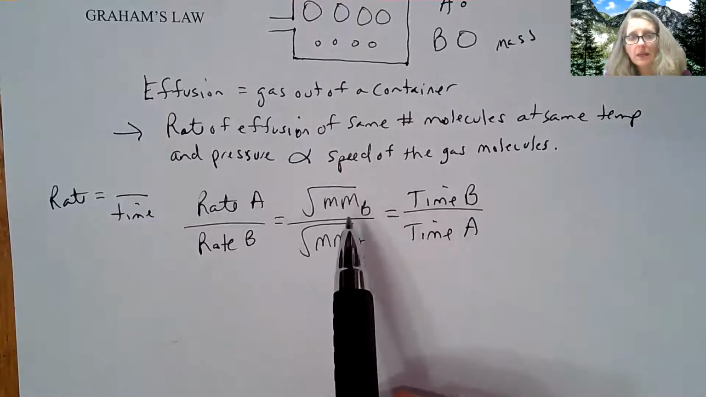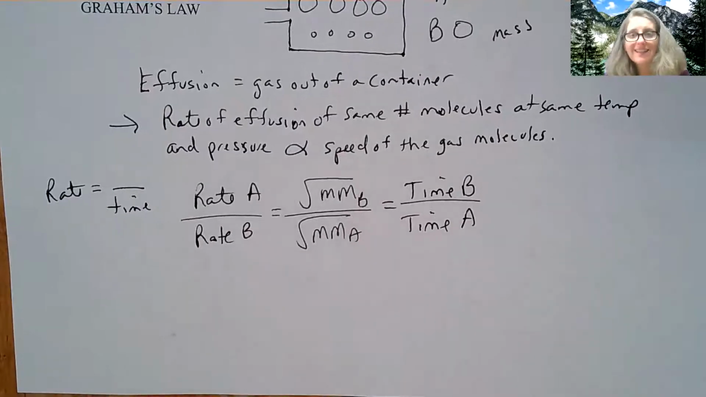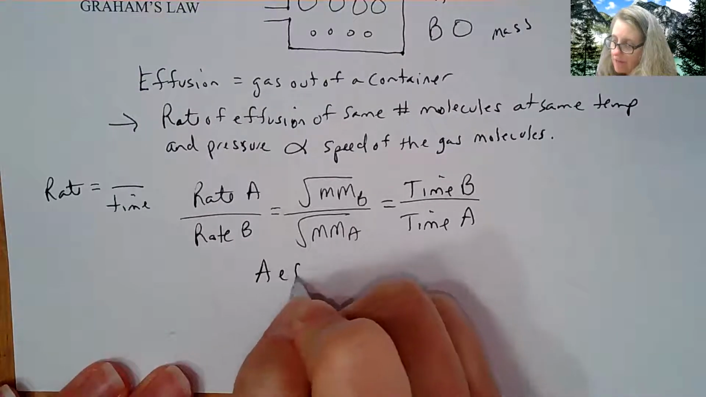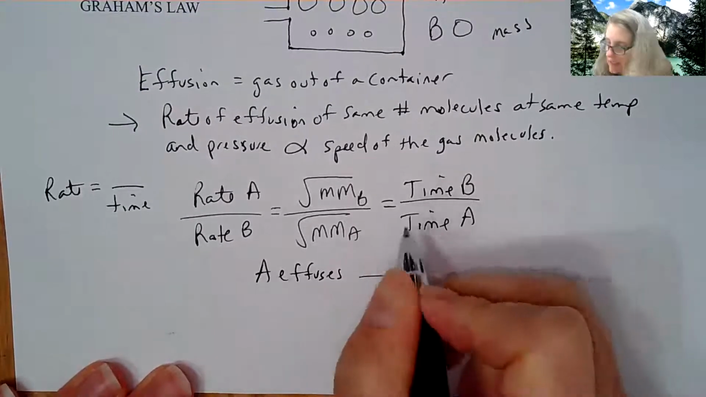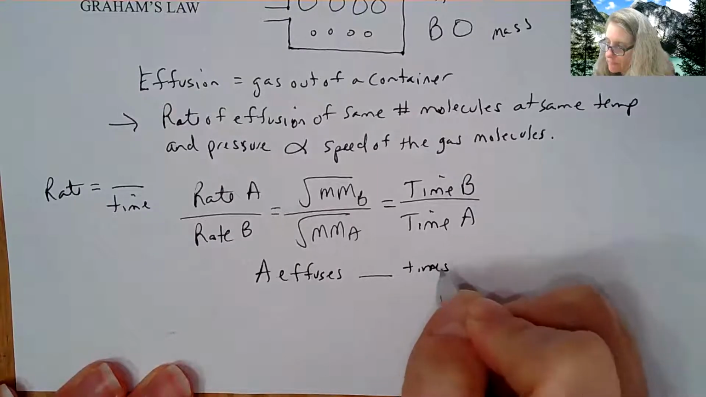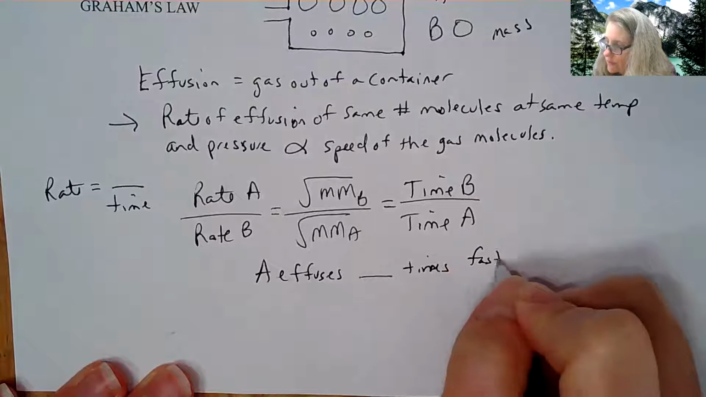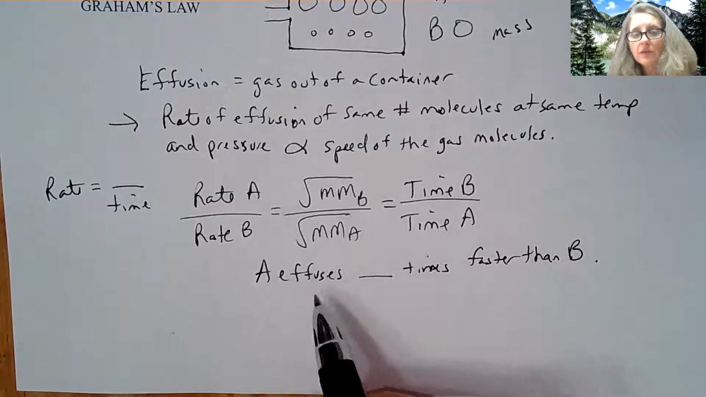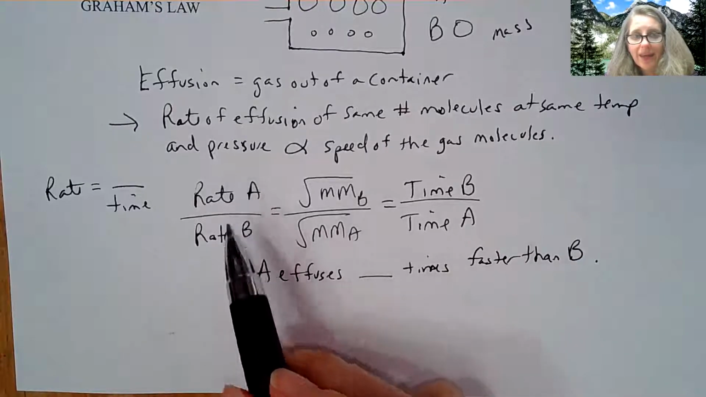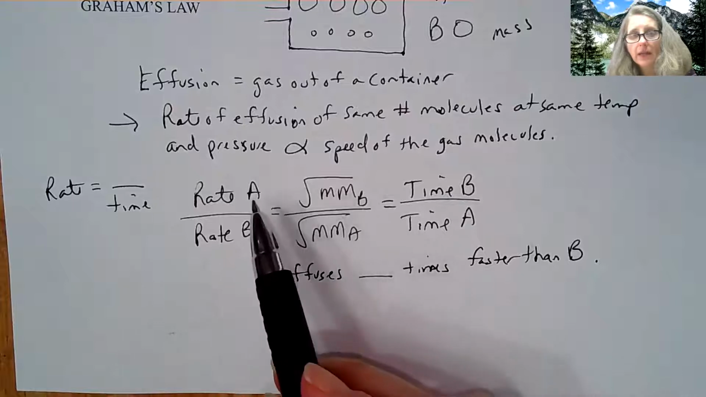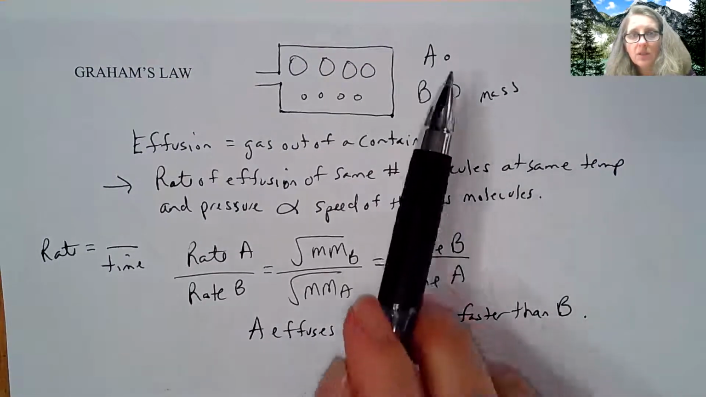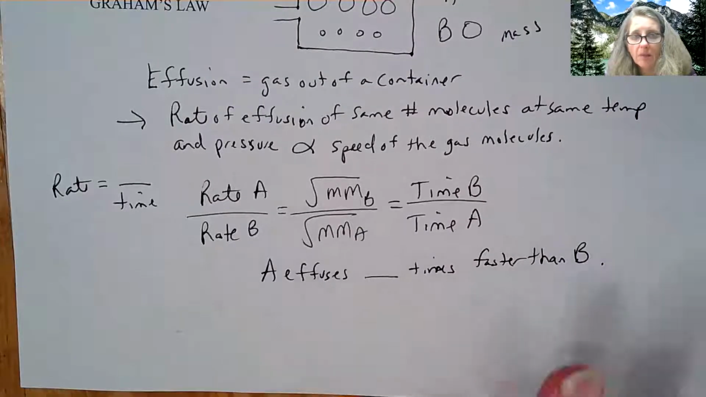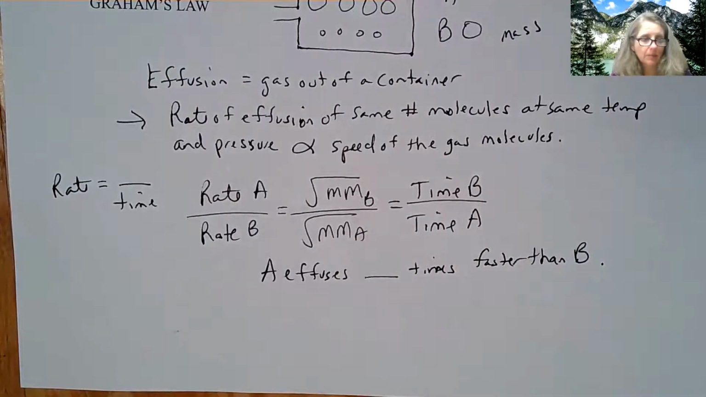This is not going to be anything with a unit. It's just going to be a number. Instead, you're going to have to give a statement for your unit of this. You're going to have to say A effuses how many times faster than B, because you're comparing A to B here. Again, A is going to be the smaller one. If you set it up this way, it'll make a little bit more sense numbers-wise.